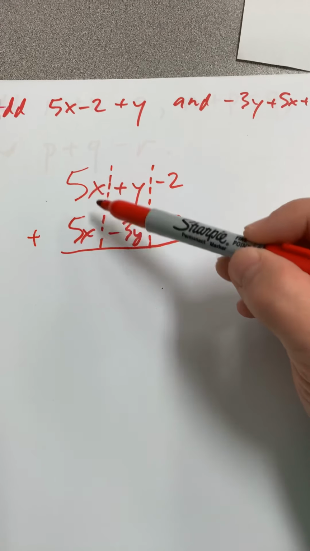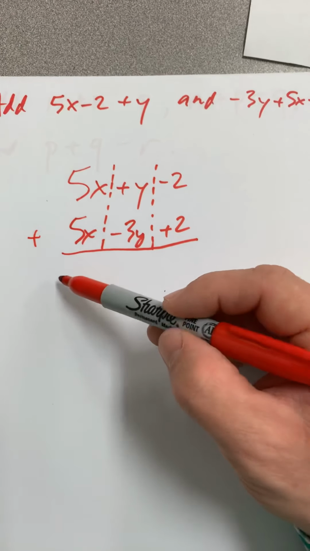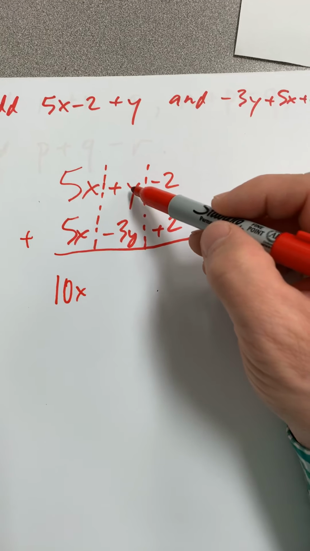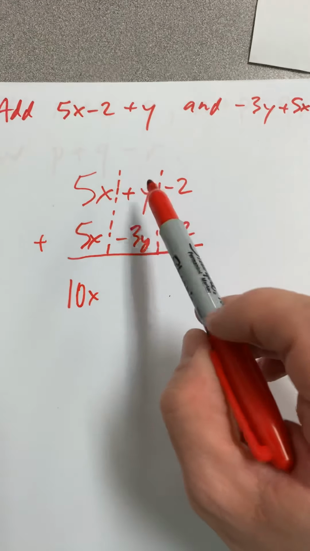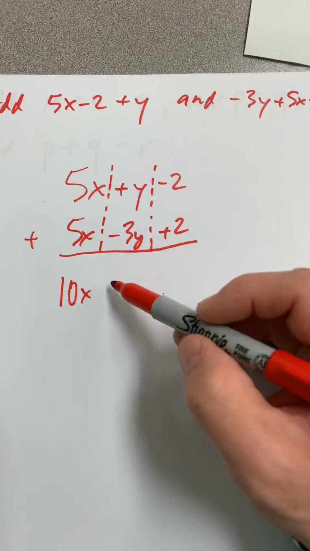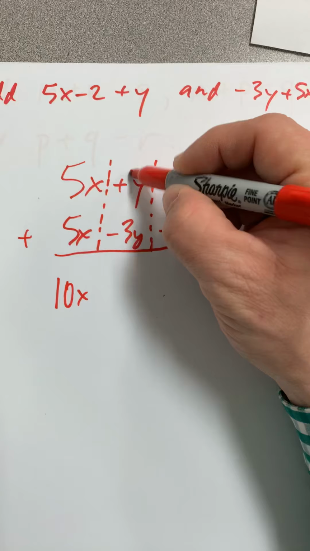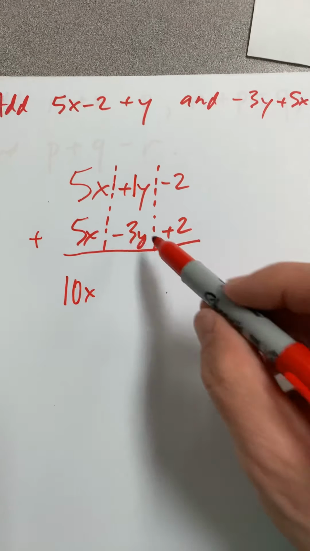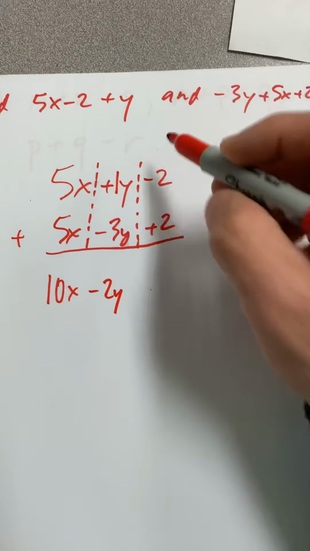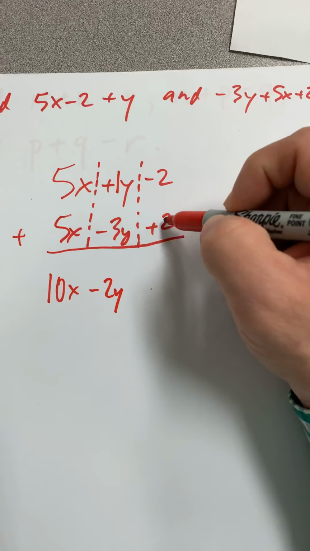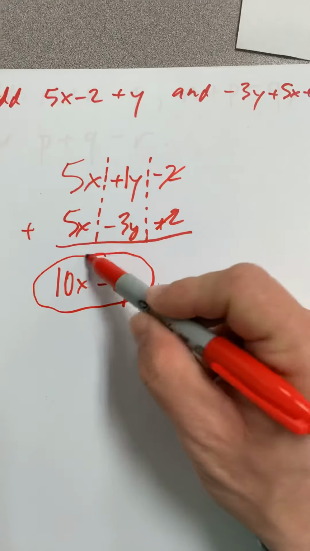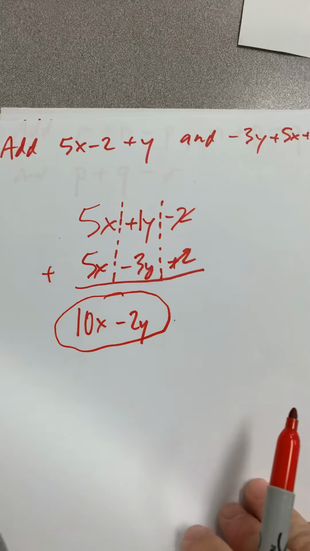So 5x plus 5x is 10x. Y. Now we can look at this one of 2 ways. This is either y plus negative 3y, or we can just look at it as y minus 3y. Well, that gives us, if it helps to add that coefficient right there, then that's 1 minus 3, so that's negative 2y. And then negative 2 plus 2 gives you 0, and it basically just cancels out. So this would be our final answer. Okay, let's look at another one.